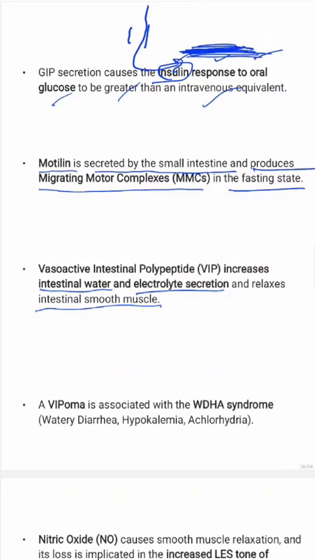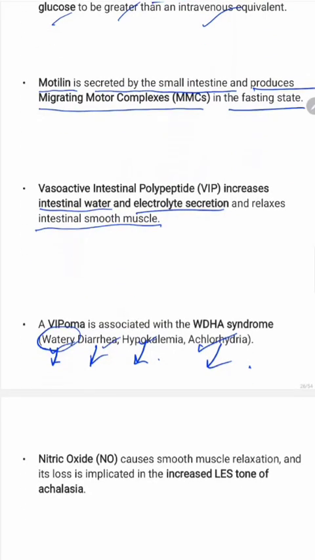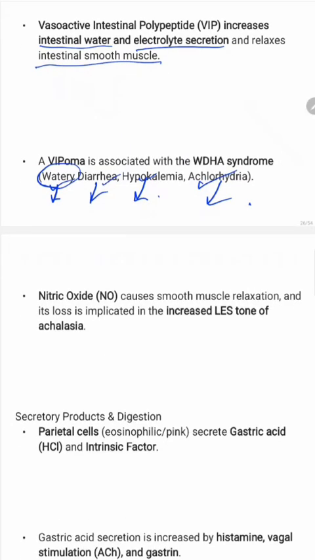Now, what is Vipoma? It is a tumor of VIP secreting cells. Okay, Vipoma is associated with WDHA syndrome: watery diarrhea, hypokalemia, achlorhydria. Okay, why will there be watery diarrhea? Because VIP, vasoactive intestinal peptide, increases the secretion of water and electrolytes, and as a result there will be diarrhea and achlorhydria.